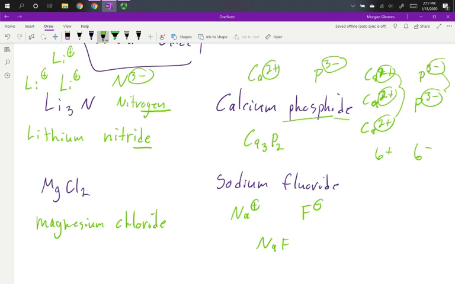Alright, so that is the general idea of how we name ionic compounds. We have to identify the charges on the ions based on the periodic table, and we have to put them in order of the cation first, anion second.